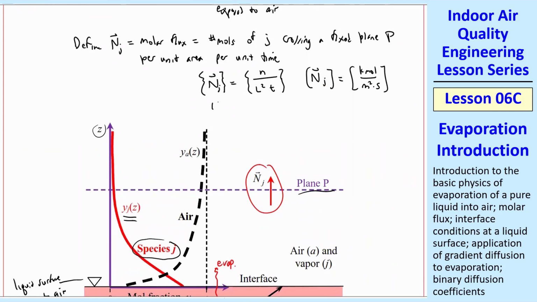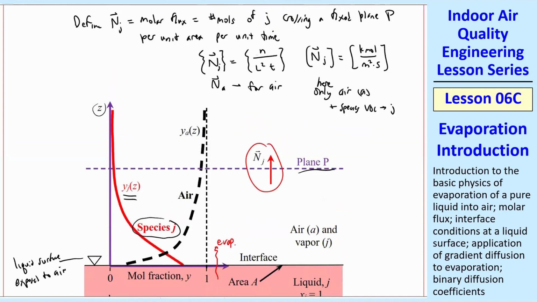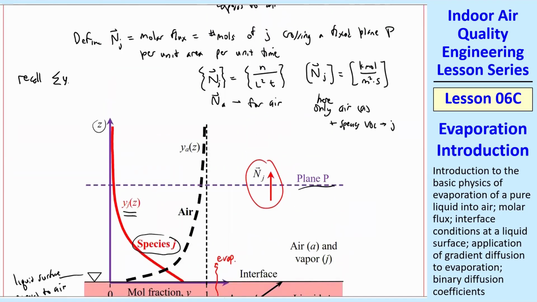You can also define an Na, which would be the same thing except for air. In this case, we're talking about only air plus the species, the VOC J. This is the molar flux of liquid that is evaporating, so it's now vapors that are crossing this plane. I also plot Ya of Z, so this is the mole fraction of the air. And of course, there's another important equation that we learned way back in the first week, and that's sigma Yj is equal to 1 for any mixture of ideal gases. And here there's only two species, so we know therefore that Yj plus Ya equal 1 everywhere.